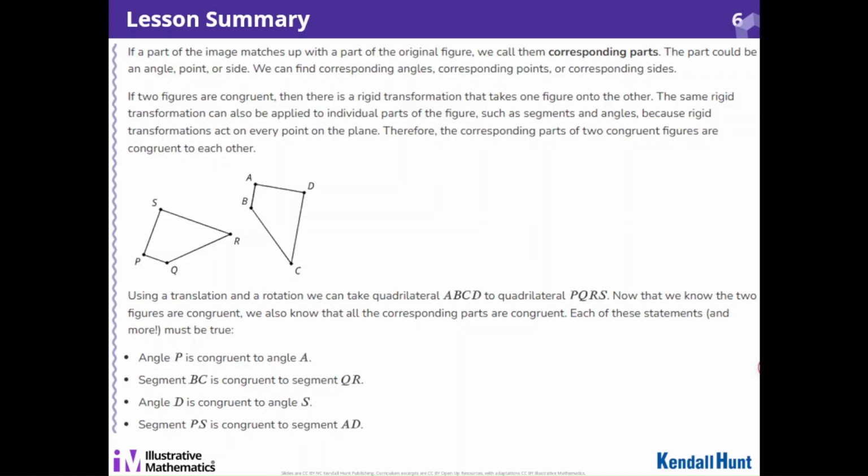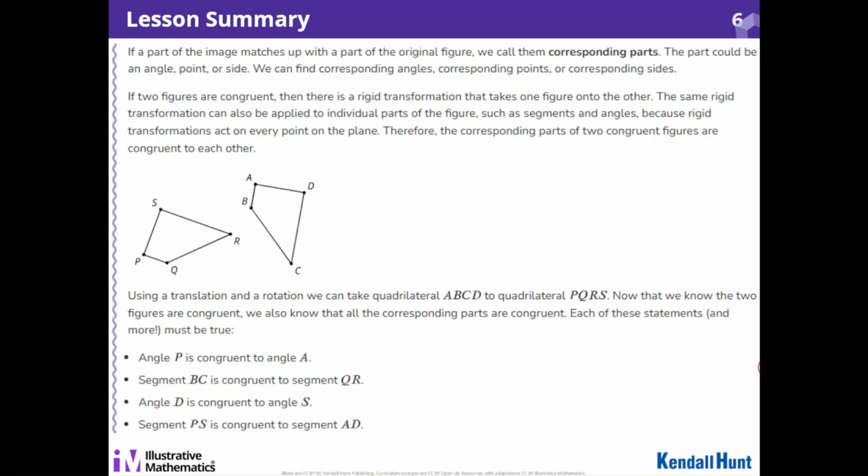The summary of what we're going to see in today's lesson: if a part of the image matches up with a part of the original figure, we call them corresponding parts. The part could be an angle, point, or side. We can find corresponding angles, corresponding points, or corresponding sides. Remember, corresponding is not saying they're the same size, it's saying they're in the same relative position.